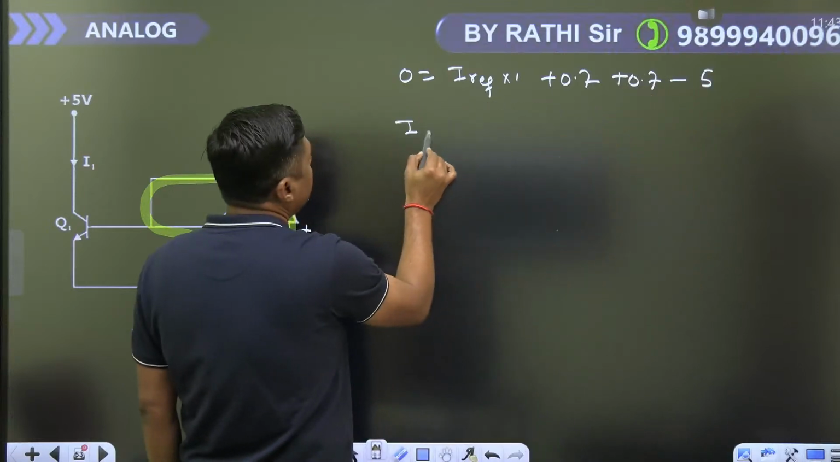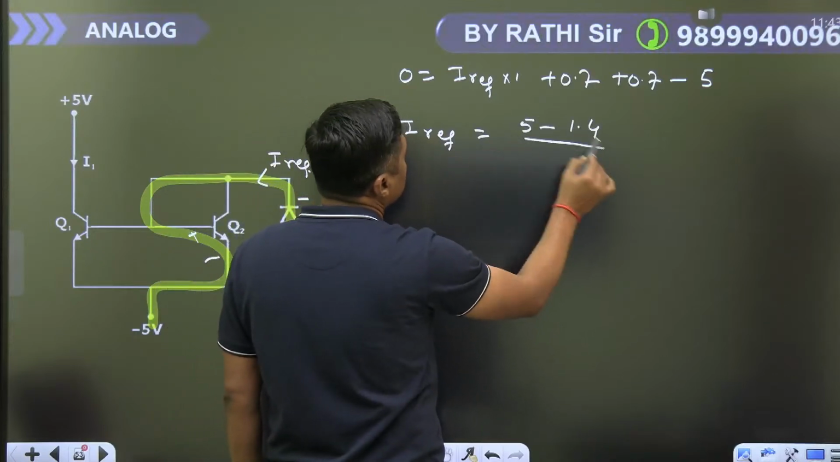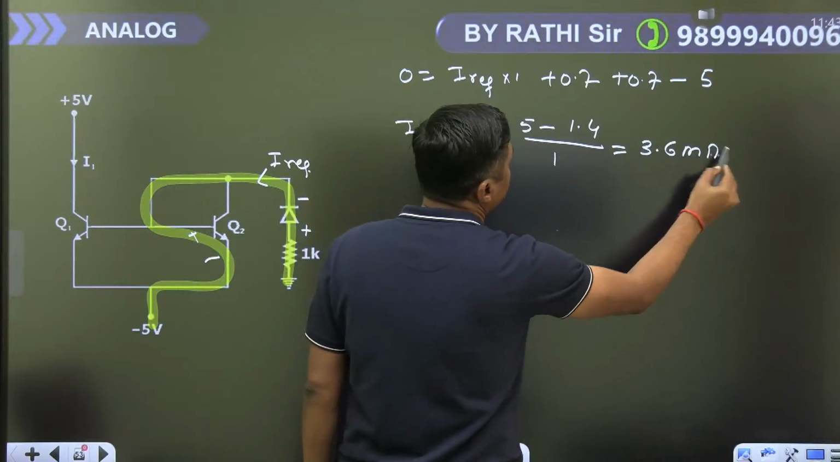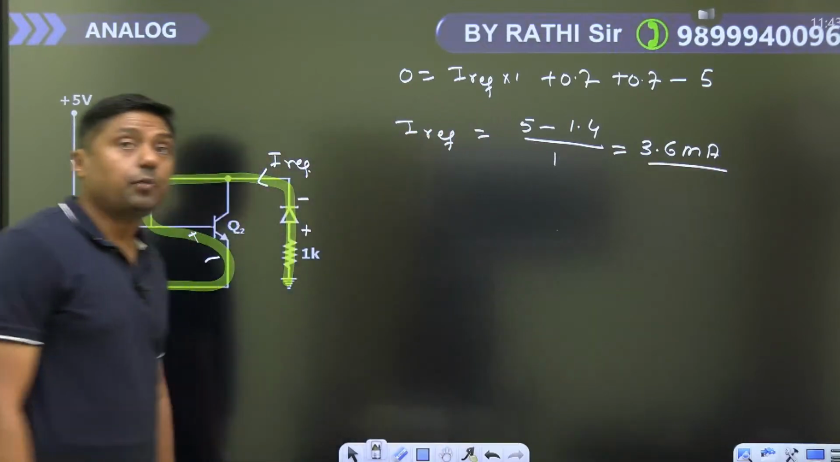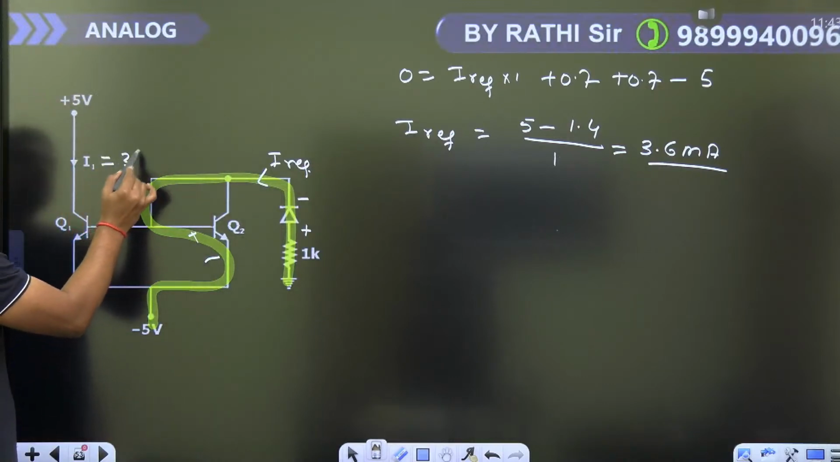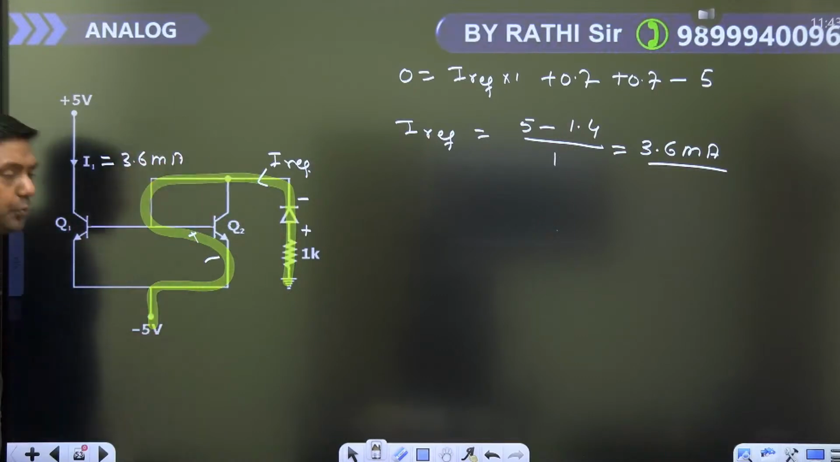So the I reference will become (5 minus 1.4) upon 1, which is 3.6 milliampere. Since the beta is very, very large, I1 will become 3.6 milliampere. Output current is forced to equal the input current.